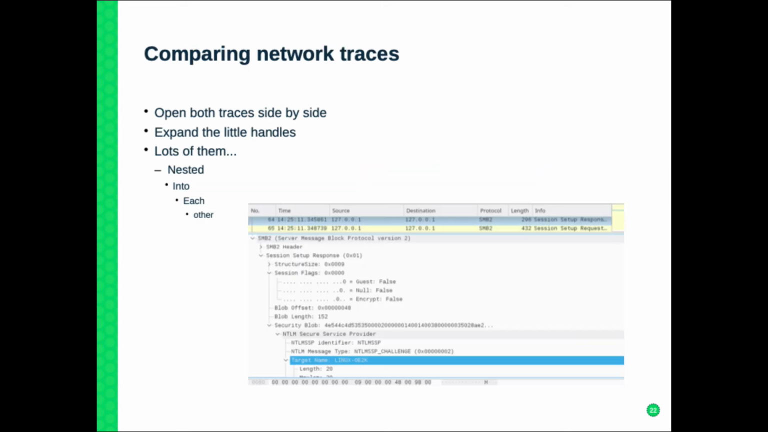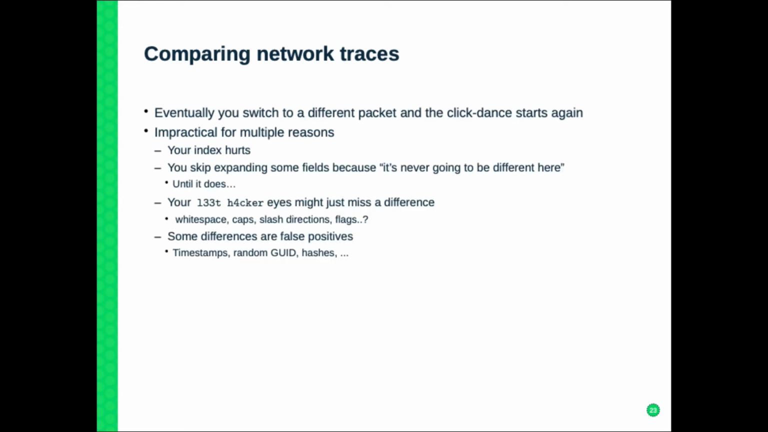So for doing that, I used to open two Wireshark windows, expand all the little handles, and there can be a lot of them. So you have to click, click, click, plus, plus, all the little twisties. Eventually, you switch to a different packet and everything collapses again, and it's very impractical. You click a lot. You keep expanding fields, thinking the fields will be different, but actually most of the time it's the same.